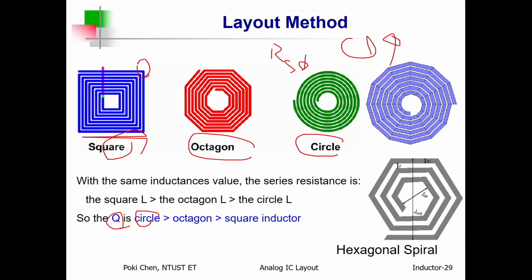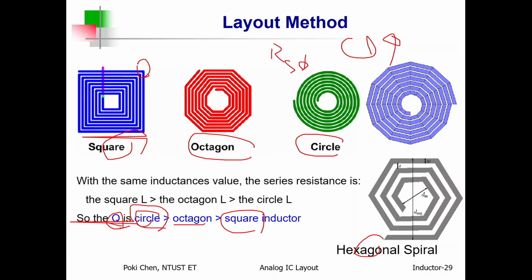That's it. So overall, briefly speaking, the Q factor for the circle layout is the best. Then octagon, then hexagon, then finally the square. Actually, for such kind of planar layout, square inductor gets the worst Q factor. But why we still use it? Simply because it is the simplest for layout. It's up to you, I don't care.